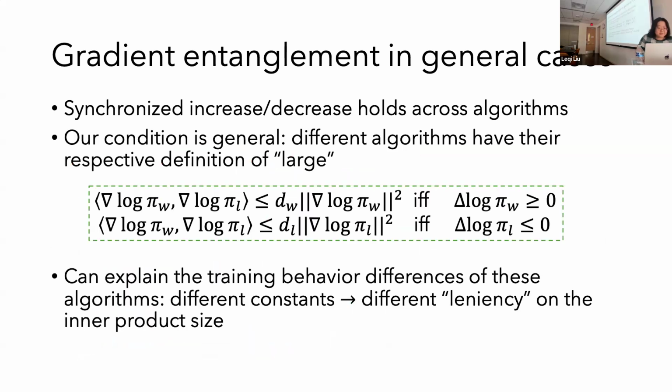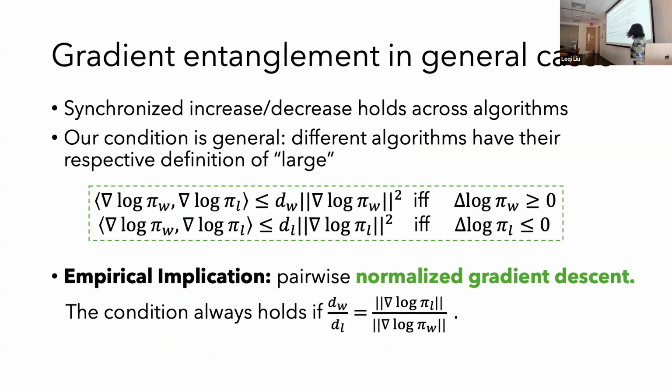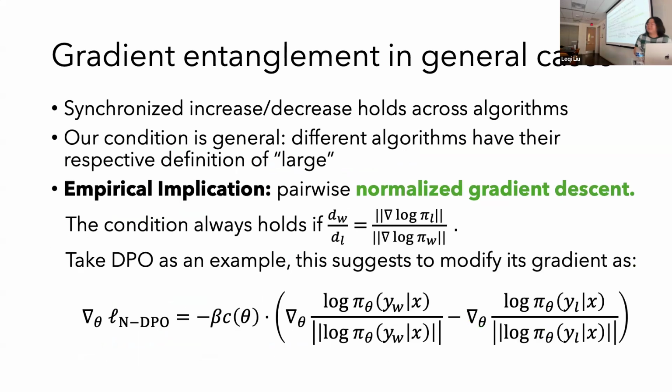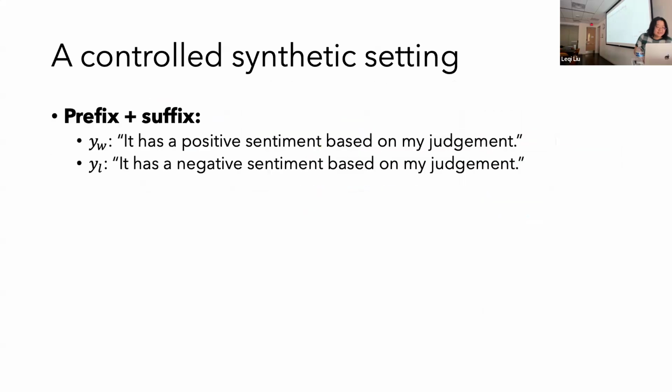Depending on different conditions, the requirement for this inner product can be lenient or not, for us to determine whether the synchronized update will happen. And because of this, we have some algorithmic suggestions.